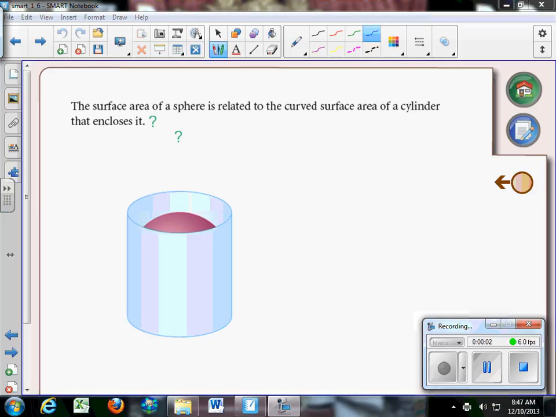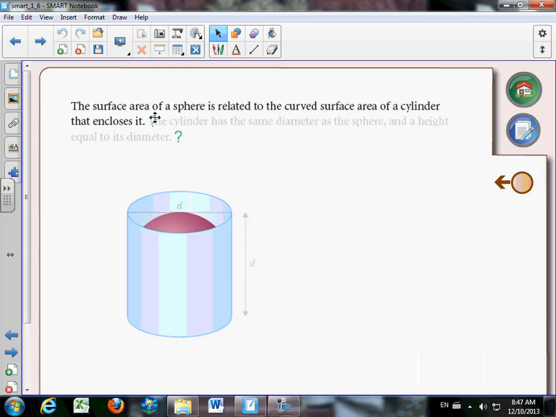The figure we're going to look at is a sphere. We're going to calculate the surface area of a sphere, but before we do that, we're going to look at where the formula comes from. So the surface area of a sphere is related to the curved surface area of a cylinder that encloses it, and you can kind of see this in the figure below.